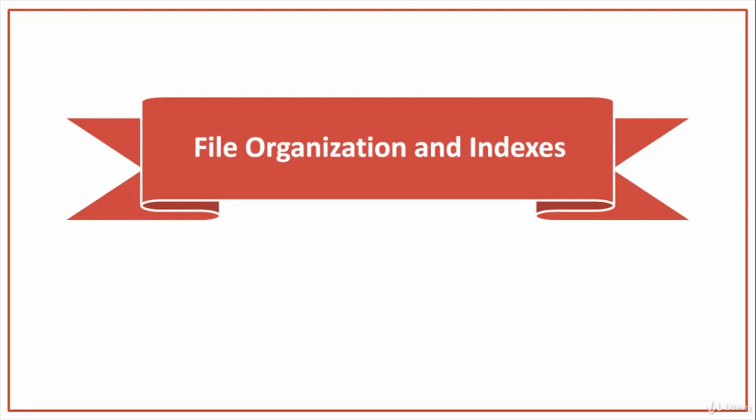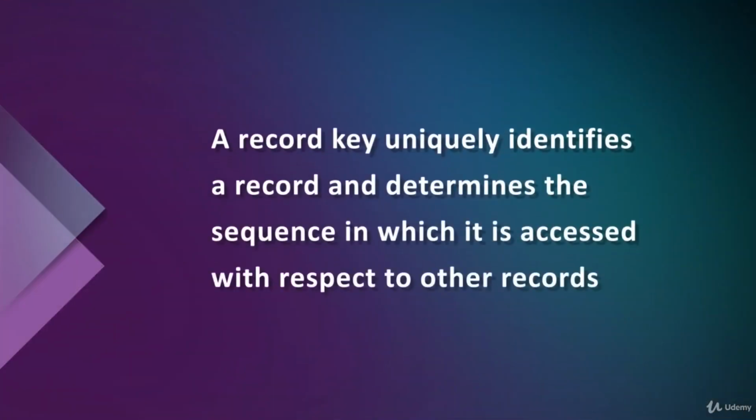Indexed file organization. An indexed file contains records ordered by a record key. A record key uniquely identifies a record and determines the sequence in which it is accessed with respect to other records. As we have seen already, a database consists of tables, views, indexes, procedures, functions, etc.